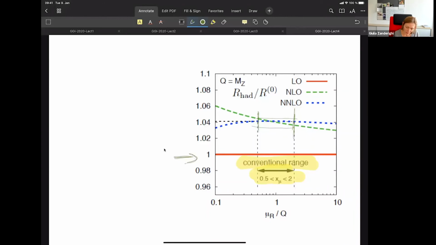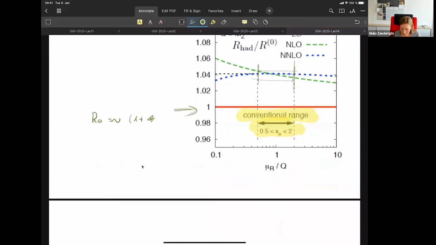There are cases where, for instance, at leading order, we saw R0 at leading order is proportional to 1 plus alpha over pi. So leading order is just 1, or it's just a constant. So there is no scale variation. If you change the scale here, there's nothing to vary. And so you see that in this case, doing scale variation will tell you nothing about the size of the next correction here. And this, in fact, happens.